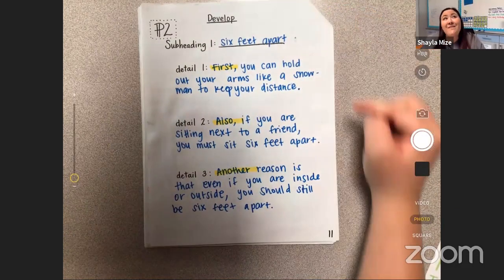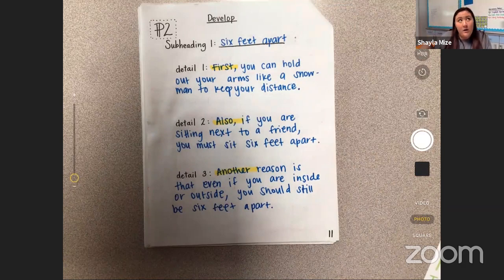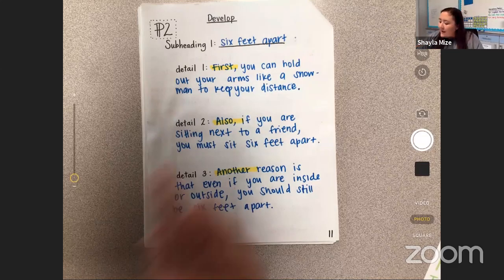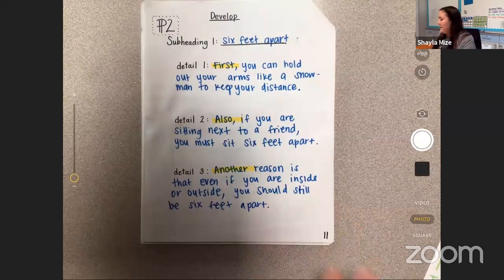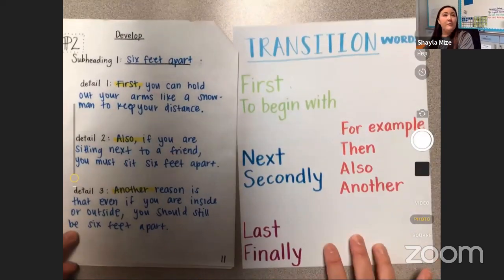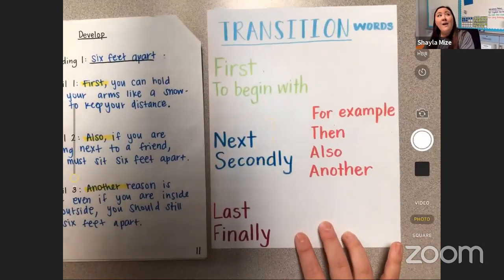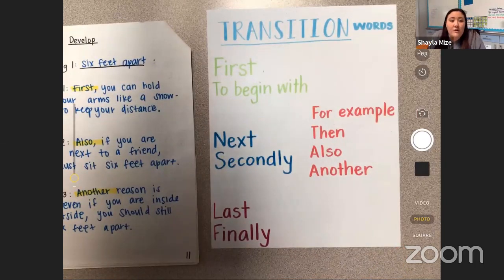Remember, I am giving information to my reader about why they should be 6 feet apart at school, why it's important at Star Academy. Then I also added my transition words. So my transition words are going to look like this. I want you guys to write in your transition words today.